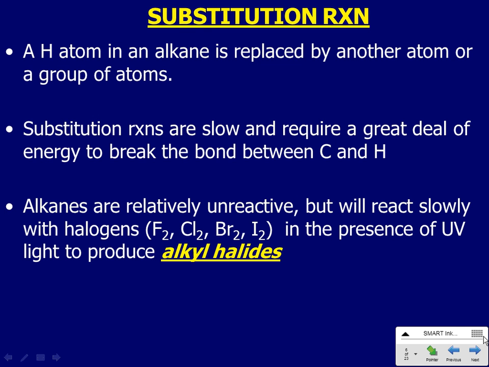In a substitution reaction, it is exactly what it is. We take one of the H's off, and we put something else in its place. Typically, what we put in its place is halogens. And then if we want to get more creative and put other things in its place, we tend to then remove the halogen and put something else in its place.